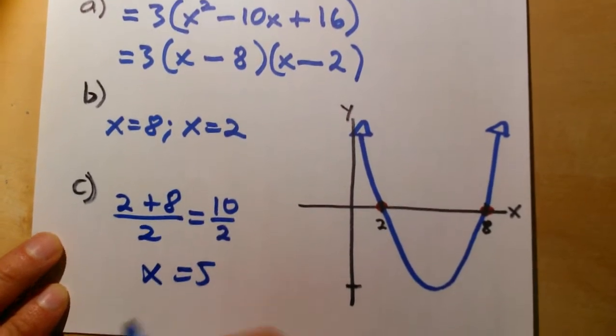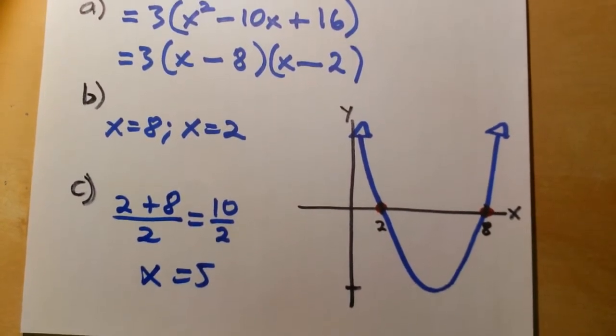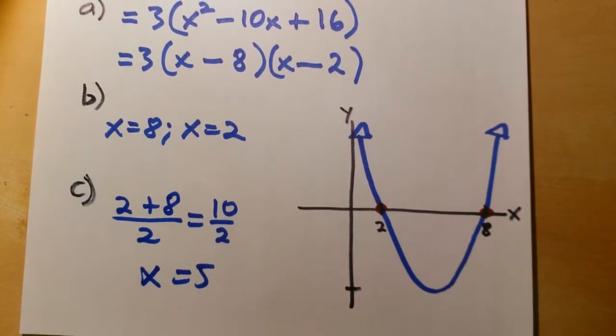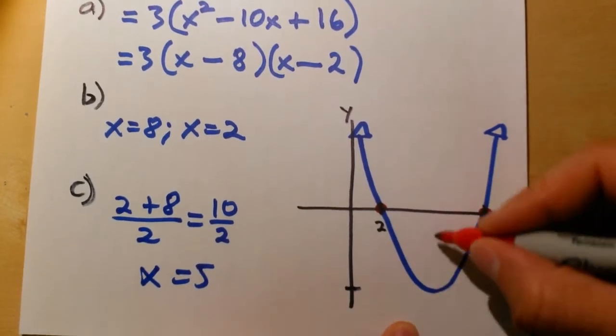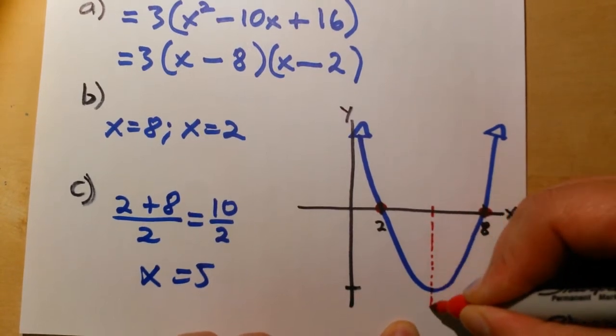So x equals 5 is the equation of the axis of symmetry, which means it is this point right here. So, this is the axis of symmetry.